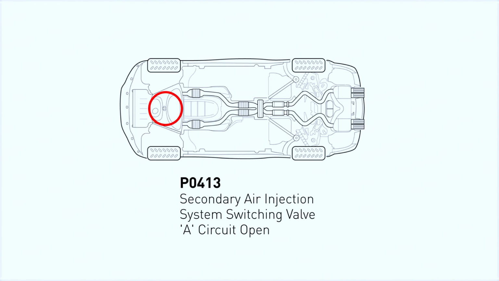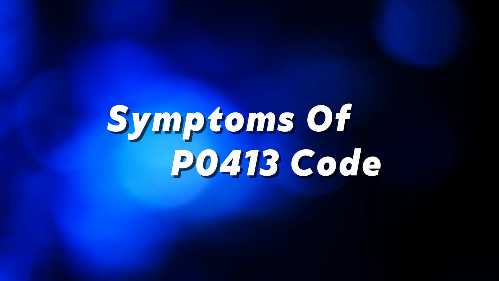The code P0413 relates to a voltage problem on the air pump circuit, not the EGR or valve. This pump is designed to inject air into the exhaust to reduce harmful emissions from the burned gases. You may notice a decrease in performance or other poor performance symptoms with this code present.